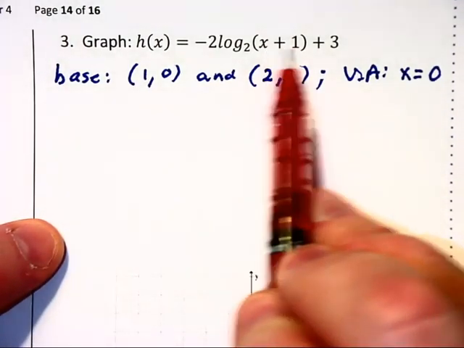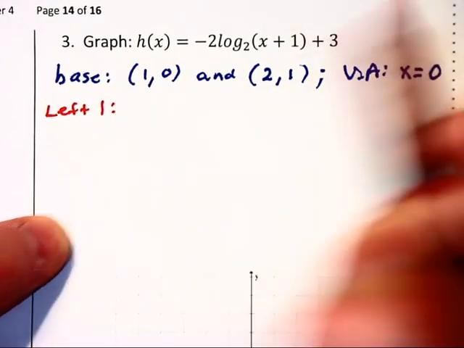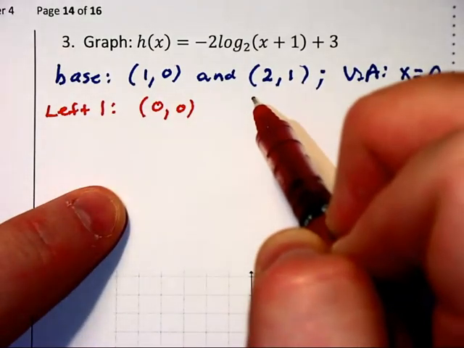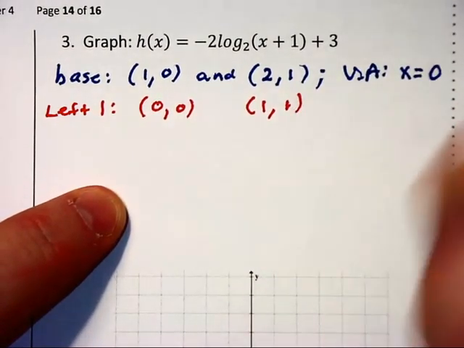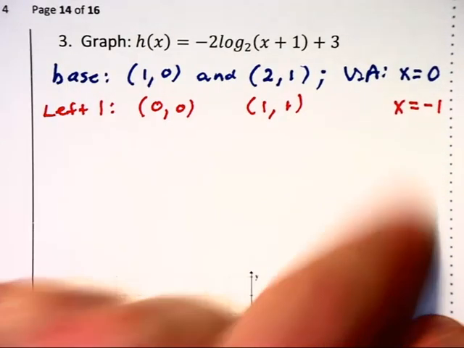Okay, let's apply our transformations. We're going to add the 1 first. That actually means left 1. So 1, 0 is now at the origin. The other point is now going to be at 1, 1. And the vertical asymptote will now be x equals -1.